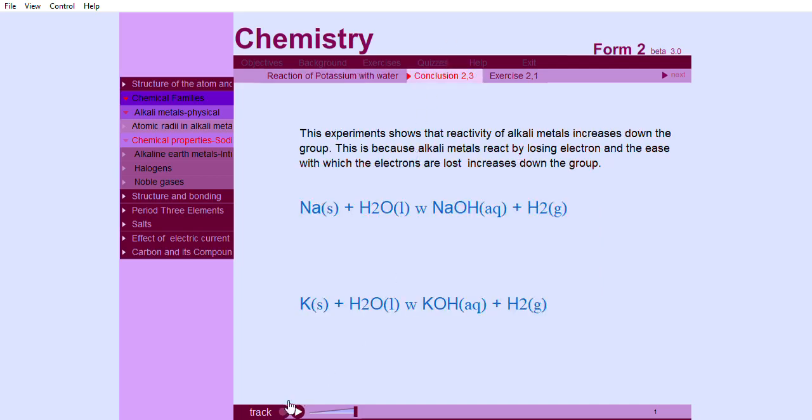This experiment shows the reactivity of alkali metals increases down the group. This is because alkali metals react by losing electrons, and the ease with which the electrons are lost increases down the group.